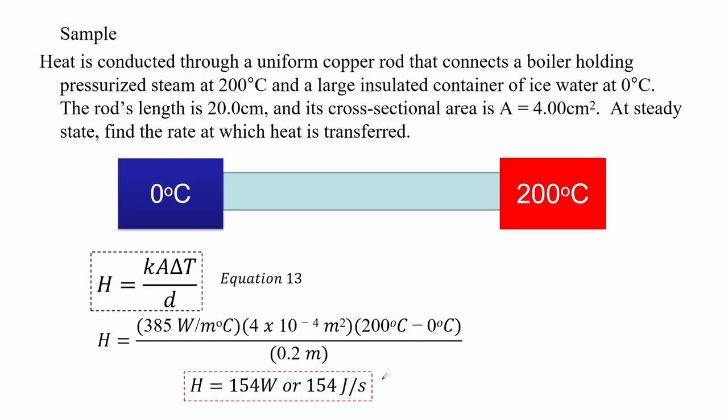Here we have an example on heat transfer. Heat is conducted through a uniform copper rod that connects a boiler holding pressurized steam at 200 degrees and a large insulated container of ice water at 0 degrees. The rod's length is 20 centimeters, and its cross-sectional area is 4.00 square centimeters. At steady state, find the rate at which heat is transferred. Using equation 13 for conduction, the heat transfer is 154 watts or 154 joules per second.